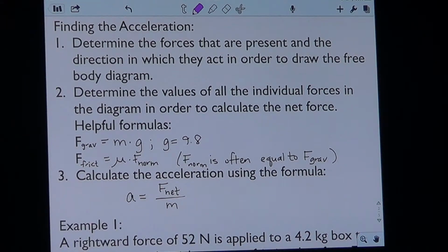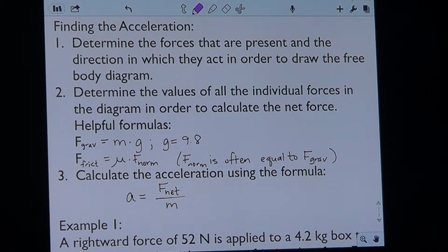So today we're going to be finding the acceleration, which for us are going to be some word problems. The first thing you need to do is determine all the forces that are present and draw a free body diagram for the forces. And then you might have to do some calculating to determine the values of the forces in order to calculate the net force.